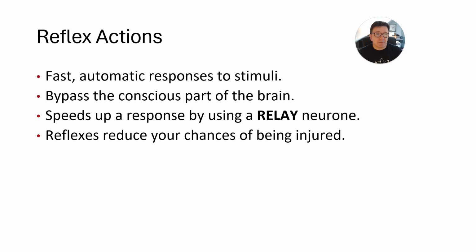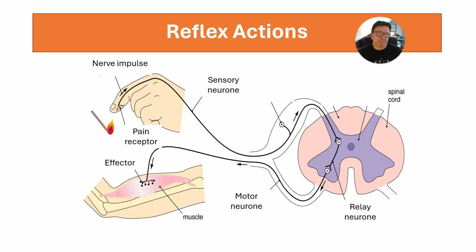Reflex actions didn't come up. So again, very popular. Fast automatic responses to stimuli, bypasses the conscious part of the brain, speeds up a response by using a relay neuron, and reflexes reduce your chances of being injured, so it's protective.